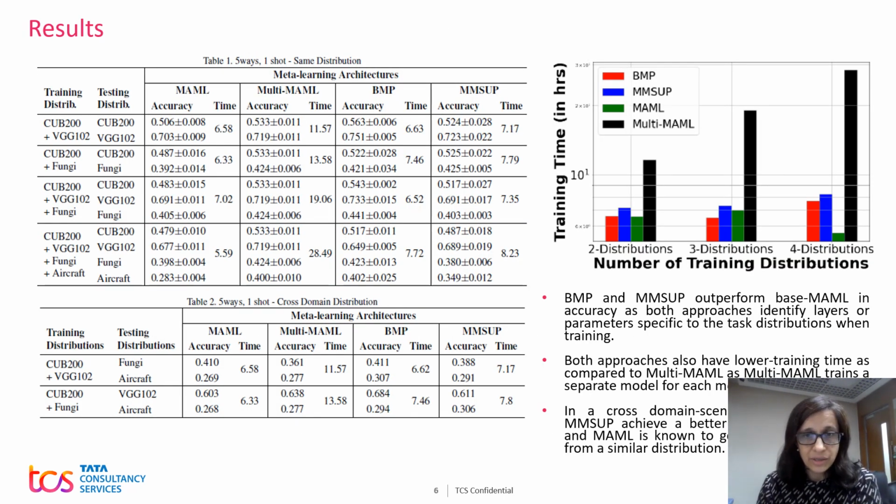Our results are very encouraging. BMP and MMSUP both outperform the base MAML algorithm in terms of accuracy, because both these approaches identify layers or parameters which are specific to task distributions when training. Both of them also have a lower training time as compared to multi-MAML, because multi-MAML will train a separate model for each incoming task distribution. In a cross-domain scenario also, we observe that BMP and MMSUP achieve a better accuracy, because MAML is known to generalize well for unseen tasks coming from a similar distribution and not for unseen tasks coming from unknown distributions.